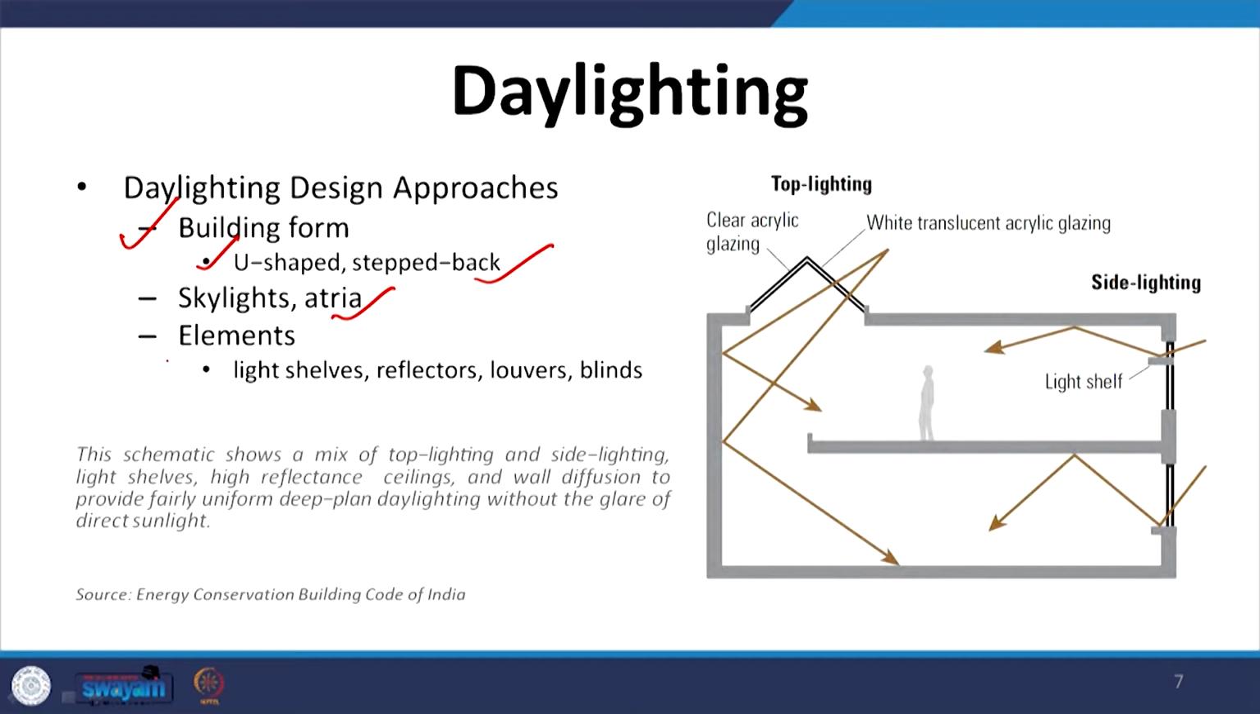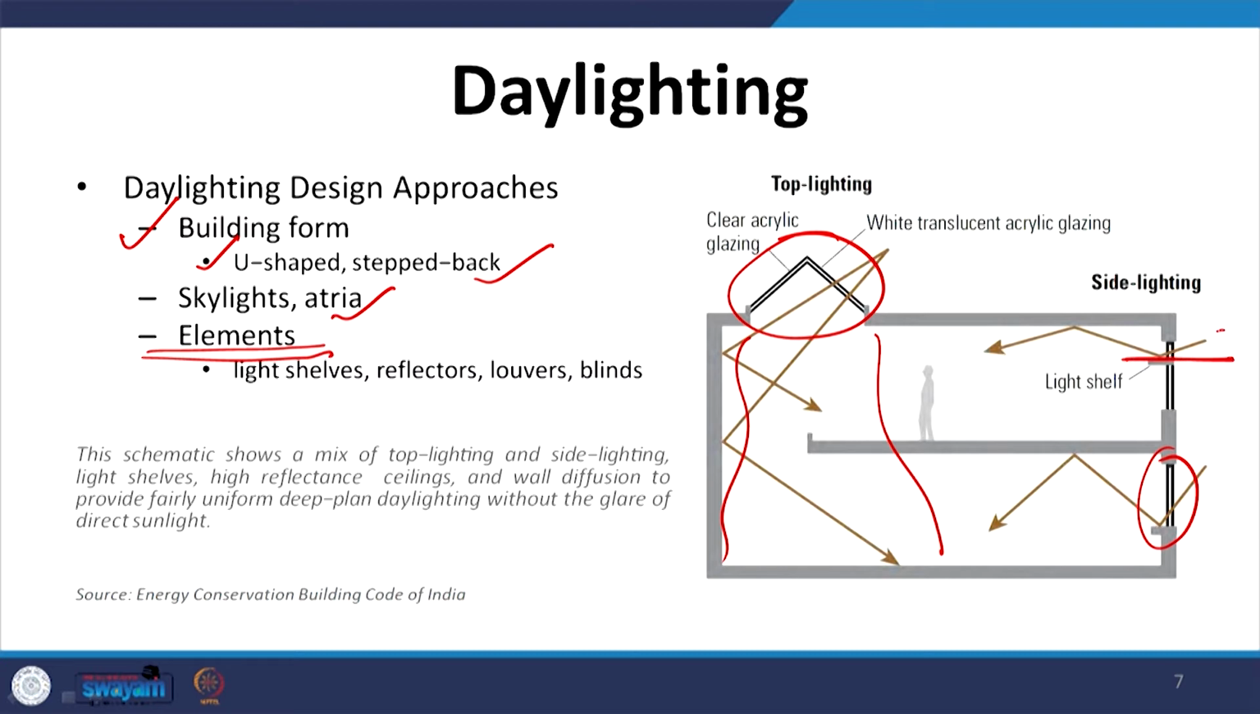In addition to that, we can incorporate several elements. For example, the skylight. The skylight would light up a lot of interior area directly. We have windows, we have light shelves, which is a very interesting concept which is being used these days.